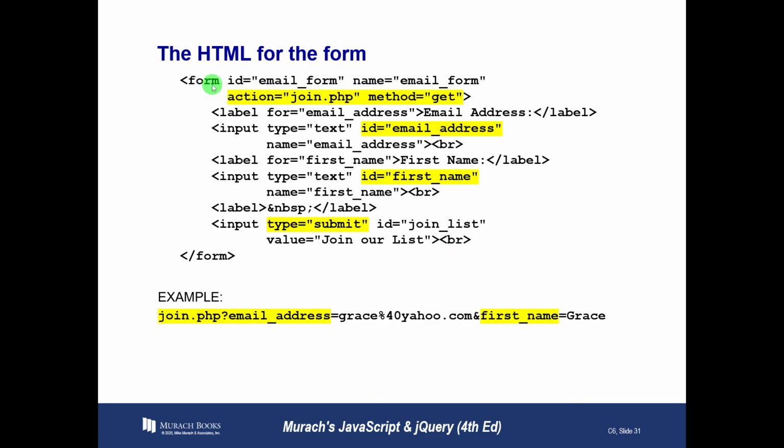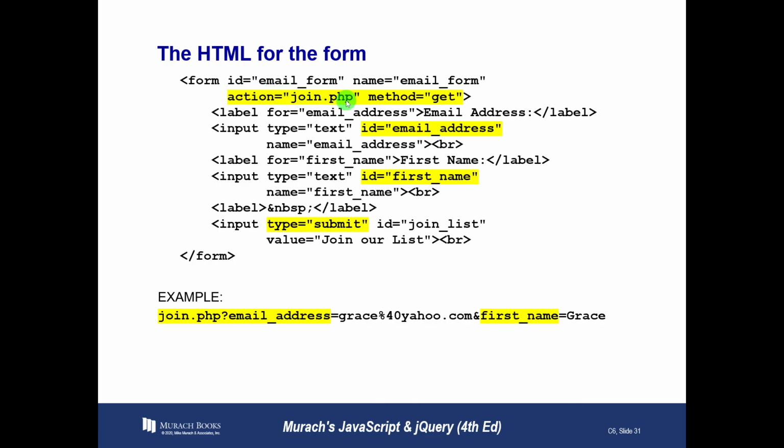When we open the form tag, we can give it an ID, but we have to give it a name. So in this case, the ID and the name are the same. The ID is email form. The name is email form. We also need to supply an action. And an action is what's going to happen when somebody submits the form. So in this case, the action says join.php.